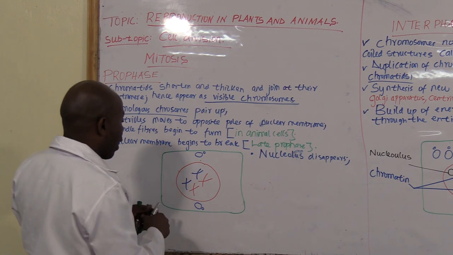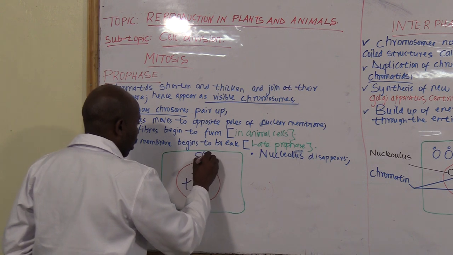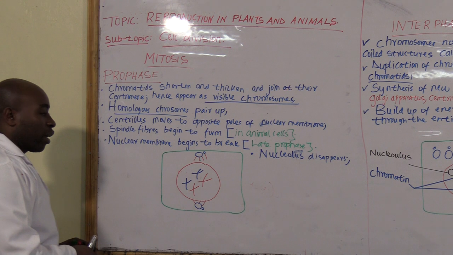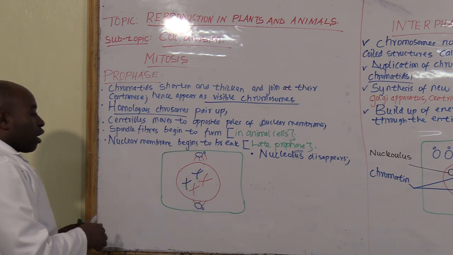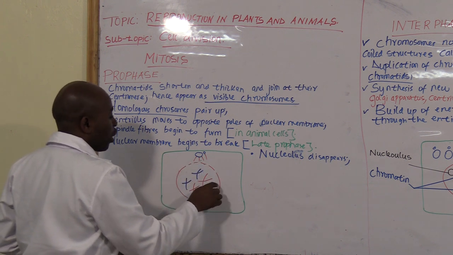And then spindle fibers begin to form. So we have spindle fibers beginning to form. These are now the spindle fibers beginning to form that way. And then at the end of this prophase stage, the nuclear membrane will begin to disappear.